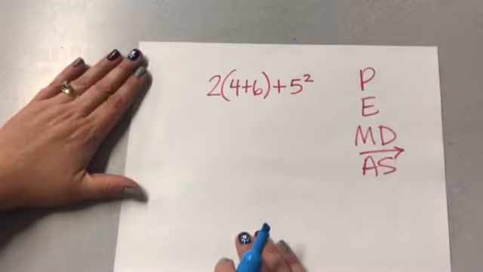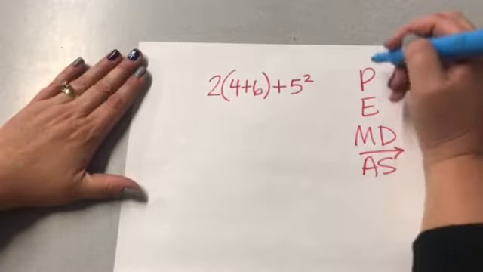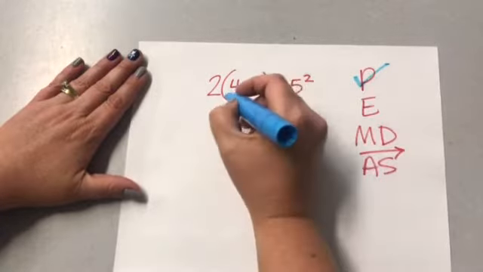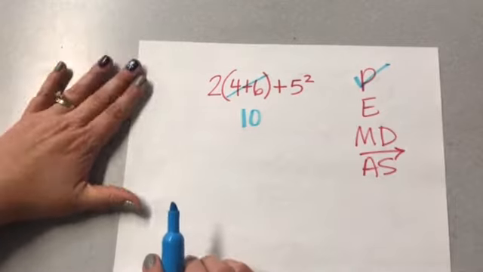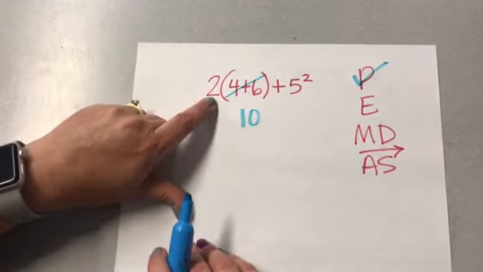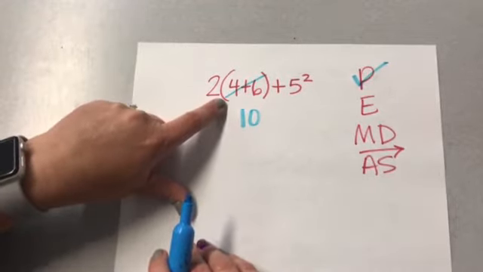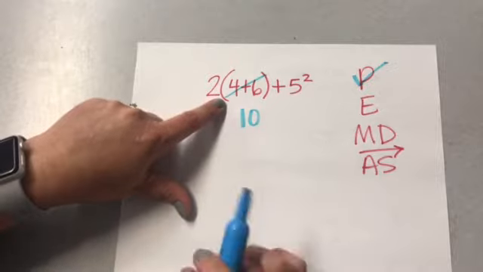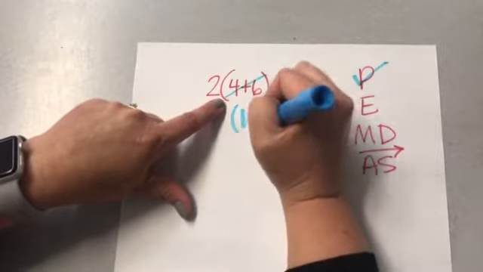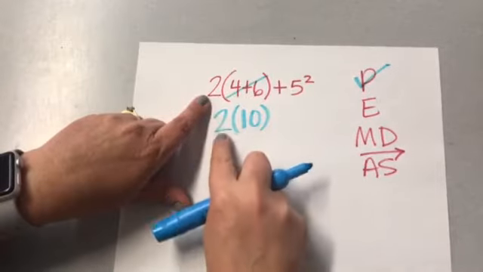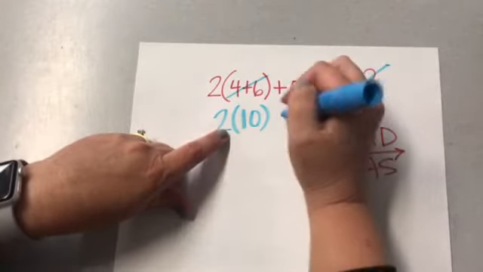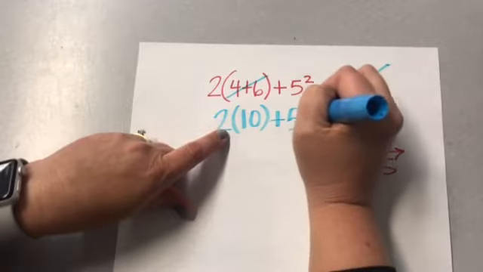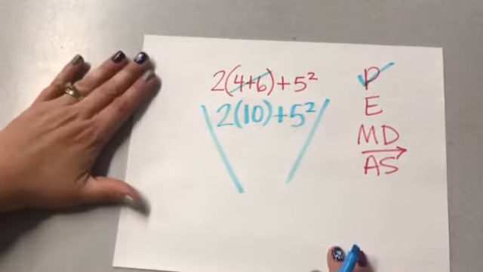Another problem for an example. Okay, I've got parentheses. I need to solve the parentheses first. In the parentheses, 4 plus 6 is 10. Now here's a little bit of a weird situation. Anytime we have a number that's touching a parentheses, that tells us to multiply. That's another symbol for multiplying. So I'm going to leave the parentheses there and put my 2 touching it. And that tells me, ooh, I'm going to multiply that sometime. I rewrite the rest of it.